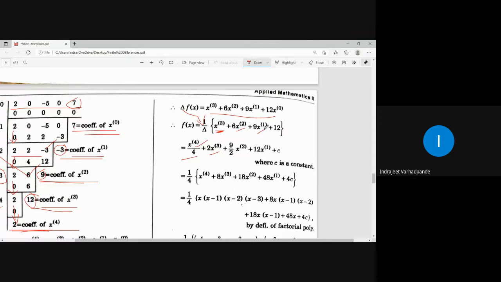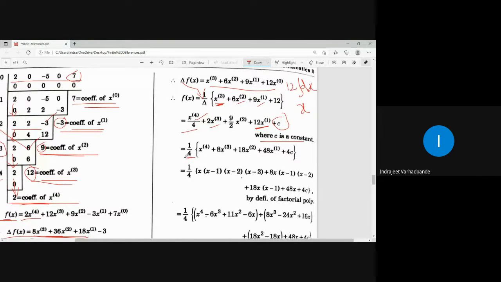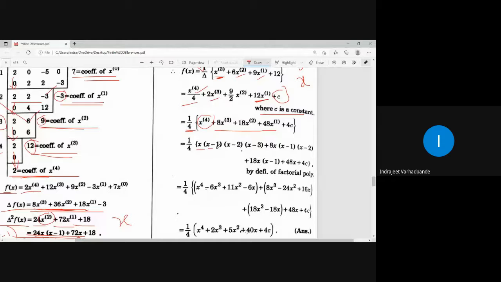9 as it is. The integration of x to the power 1 factorial is x to the power 2 factorial by 2. The constant is 12. 12 into the integration of dx is x, but x is written as x to the power 1 factorial. And in integration, the constant of integration is written as c, where c is a constant. Now take the common LCM, or the denominator, as 4. Simplify it. X to the power 4 factorial will be written as x into x minus 1 into x minus 2 into x minus 3.